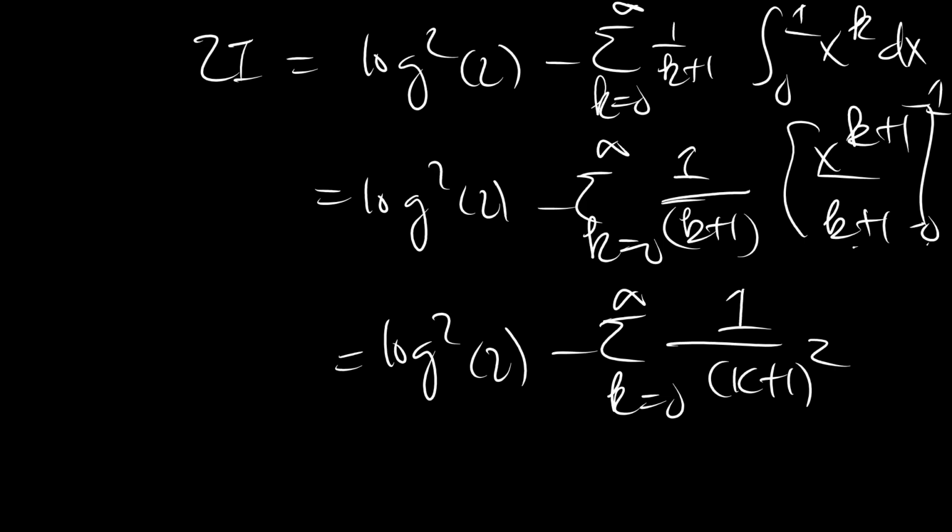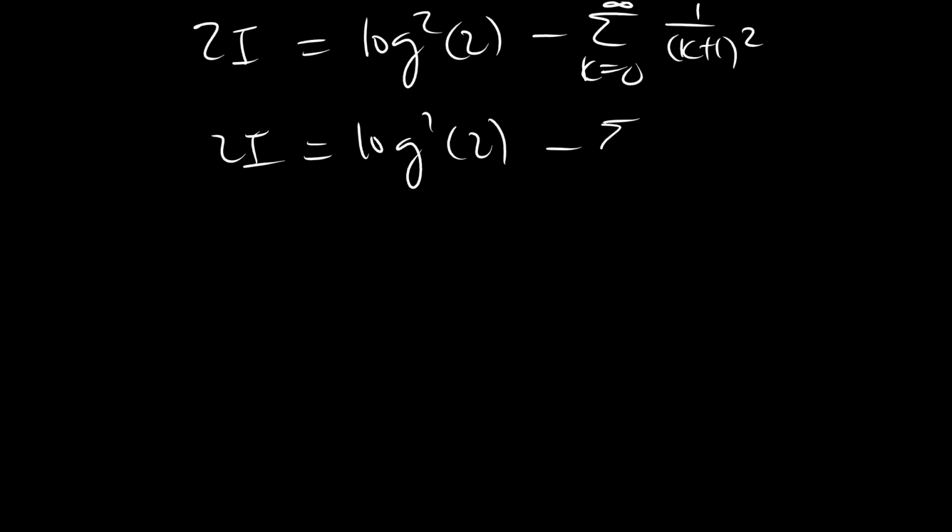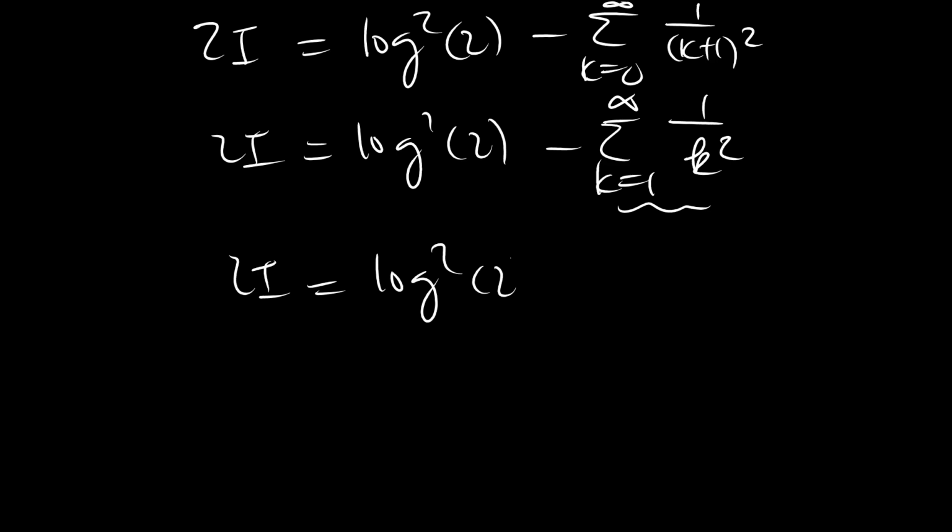Since we have come to a point where we have 2I equal to the square of log 2 minus the summation from k equals 0 to infinity of 1 over (k plus 1) squared, we can start from k equals 1. So 2I is the sum from k equals 1 to infinity of 1 over k squared. And this here is our Basel problem. So we have 2I equals the square of log 2 minus pi squared over 6.